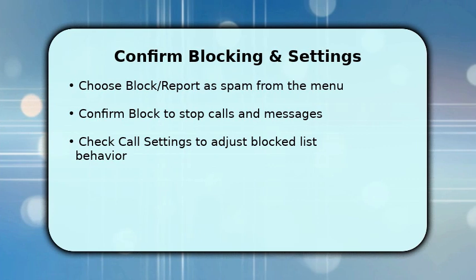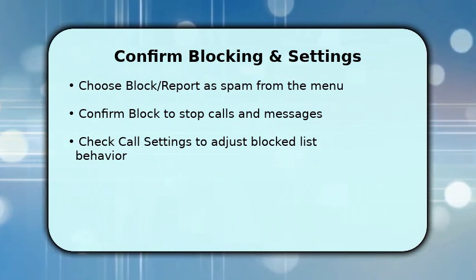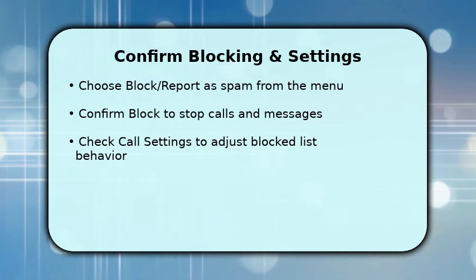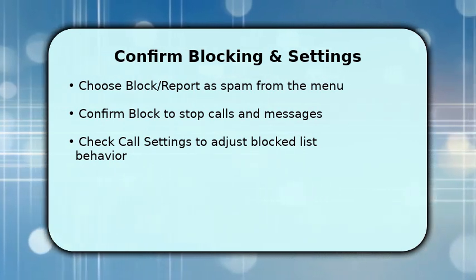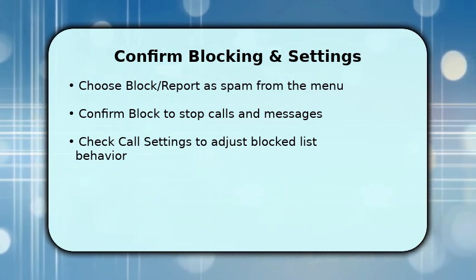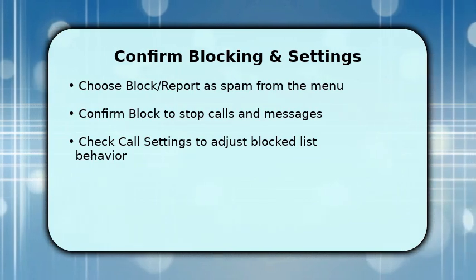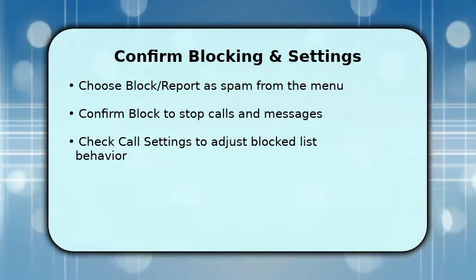You should then open call settings block list to verify the number appears. Once done, toggle related options like block unknown/private numbers if you want broader protection. Make sure to also check messages app settings to confirm blocked numbers are prevented from texting. This middle step ensures both call and SMS.